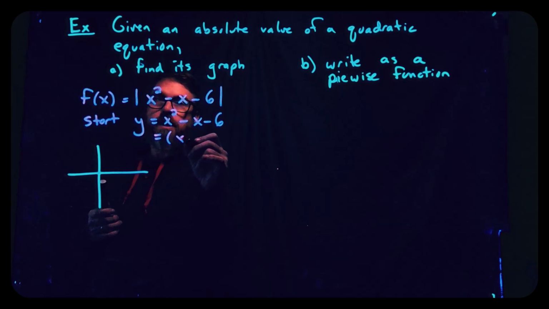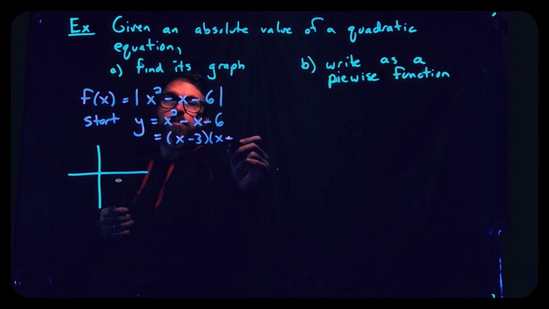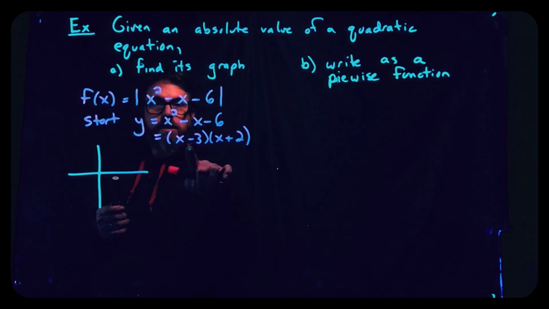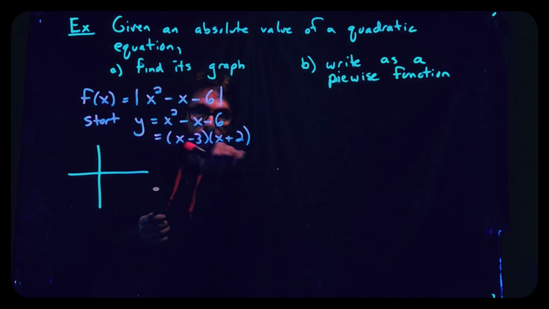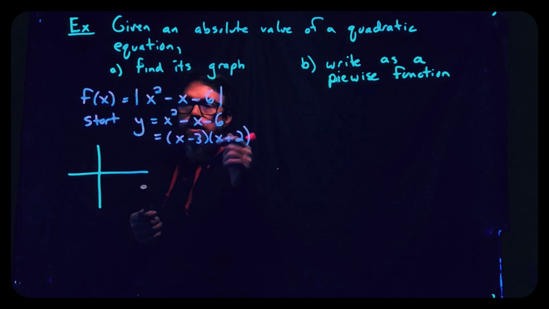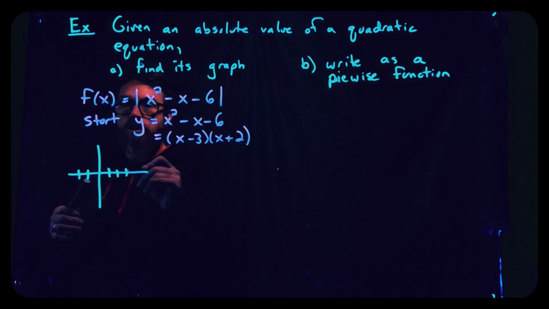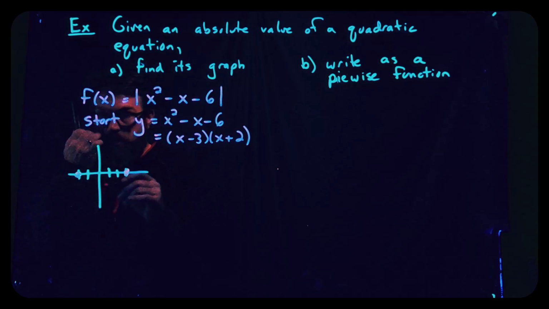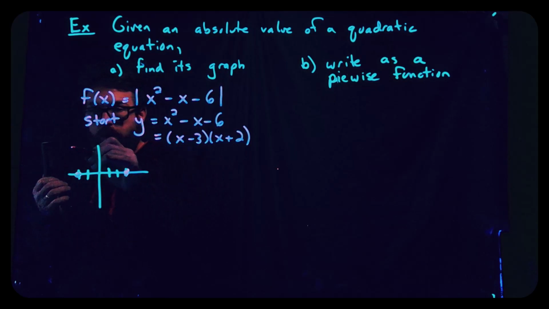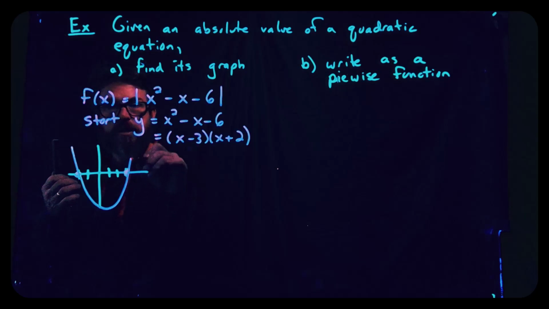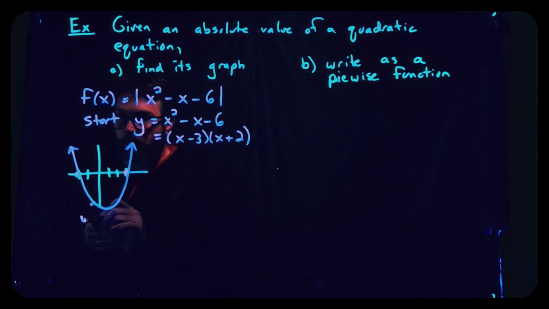So if I factor this, x minus 3 times x plus 2, what I know is this is going to have an x-intercept at 3, because that'll make the function 0 when you plug in 3, and also at negative 2. Now we also know the thing opens up and it's got a y-intercept of, when you plug in x equals 0, sorry, negative 6. So when I graph this, we're going to have something that looks like this. So this right here, remember, would be y is equal to x squared minus x minus 6.